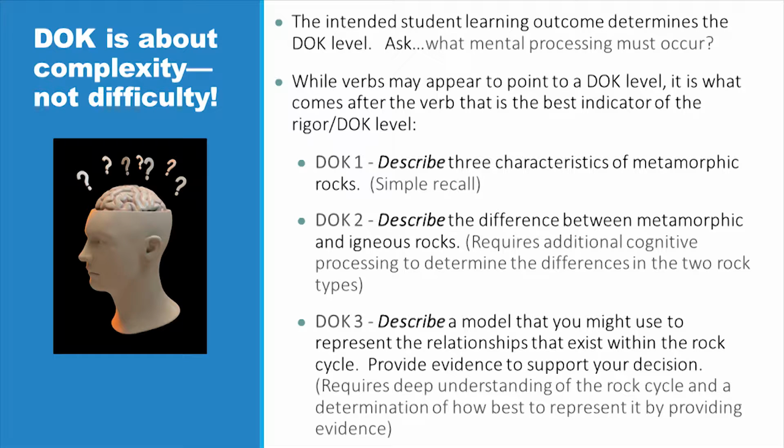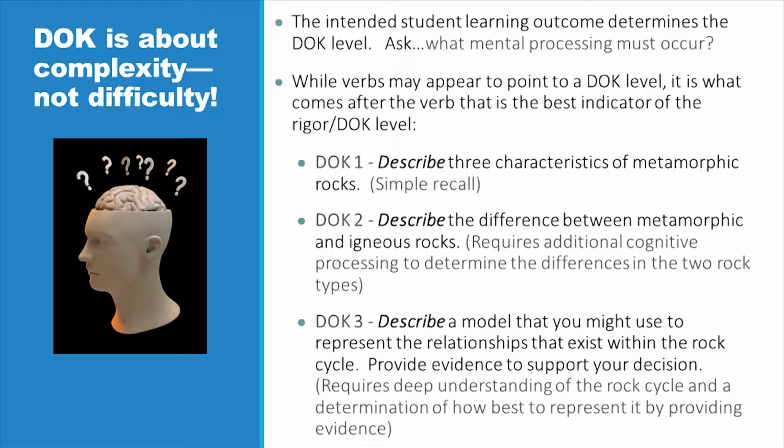For example, the intended student learning outcomes determines the DOK level. Ask yourself what level of complexity of thinking is required. While verbs may appear to point to a DOK level, it is what comes after the verb that is the best indicator of the rigor or DOK level. In the next three examples, you're going to see the verb describe used at 3 DOK levels. In DOK 1, describe the 3 characteristics of metamorphic rocks. This is simple recall. In this next example, we're looking at a DOK 2. Describe the difference between metamorphic and igneous rocks. This requires additional cognitive processing to determine the difference in the two rock types.